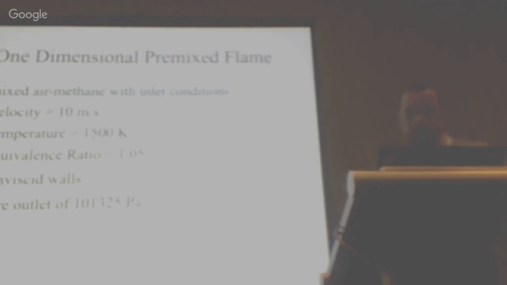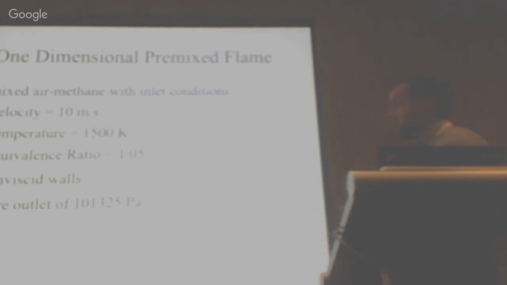The second case is just a very simple one-dimensional inviscid channel, premixed flame. Basically a mixture of air and methane, again, already premixed, comes in, velocity of 10 meters per second, temperature 1500 Kelvin, and equivalence ratio 1.05. For those who don't know, the equivalence ratio is basically a measure of how much fuel there is to oxidizer. 1 corresponds to stoichiometric, perfect. There will be no fuel or oxidizer left over.